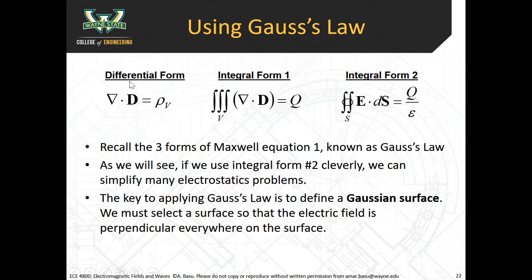All right. So what we're doing here is from the differential form, we take the triple integral of the left side, triple integral of the right side. Bless you. And this is what you get. So the triple integral of the divergence is equal to the total charge Q. All we did here is we took the triple integral of both sides to get to integral form number 1. Integral form number 2 is we use the divergence theorem.